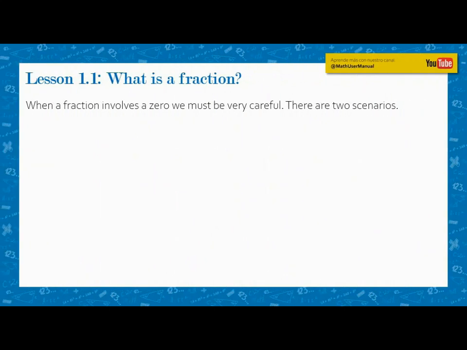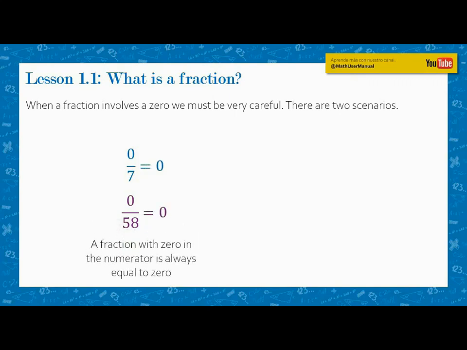But we do have to be careful because not all fractions are allowed. When a fraction involves a zero, we must be very careful. There are only 2 scenarios when a fraction involves zero. The first scenario is when 0 is in the numerator of a fraction. Both 0 over 7 and 0 over 58, or 0 divided by 7 and 0 divided by 58, give us 0. Because when a fraction has 0 in the numerator, the fraction is always equal to 0. If 0 is the only thing we have in the numerator, then the fraction is equal to 0.